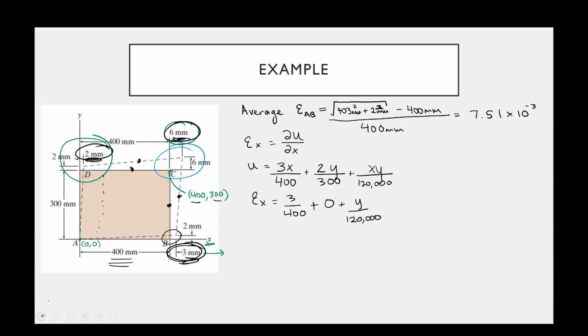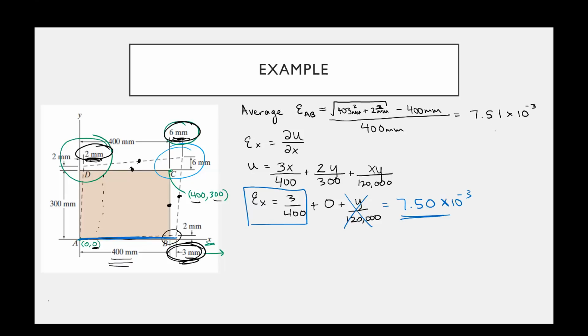But if we're looking just down here at a point along line AB, all of those points have a common y value, and that y value is 0, which means that we can then set this term equal to 0, and you see that all along line AB, no matter which point we plug in, we're going to get a constant strain of 3 over 400. And if we calculate what that is, 3 divided by 400, turns out that it is 7.50 times 10 to the negative 3.